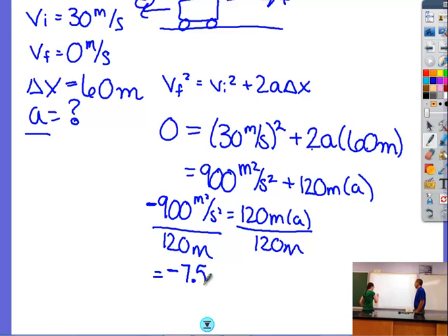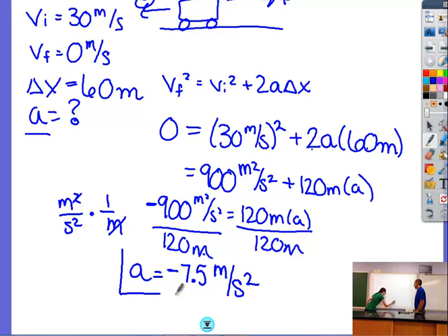Now let's check my units. So I've got meters squared per second squared divided by meters, which is the same as saying invert and multiply by 1 over meter. So that meter and that meter go away, and I'm left with meters per second squared. Awesome, because I know this is an acceleration that I solved. So this car is accelerating at negative 7.5 meters per second each second.